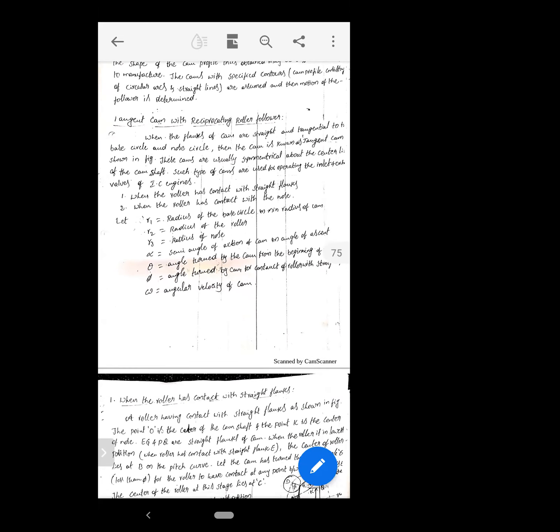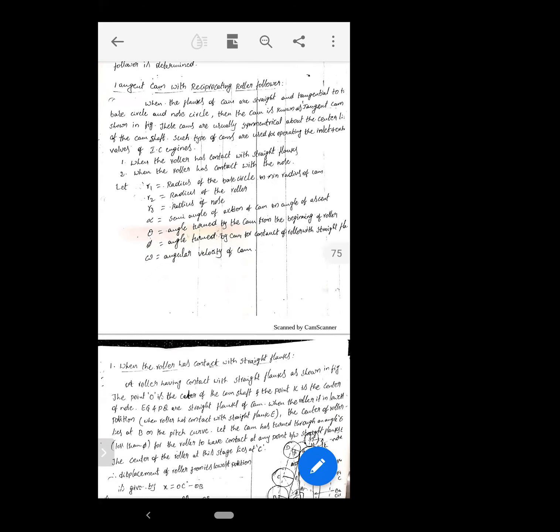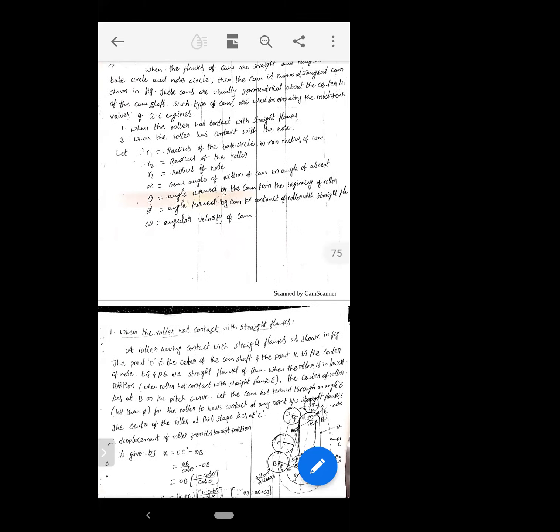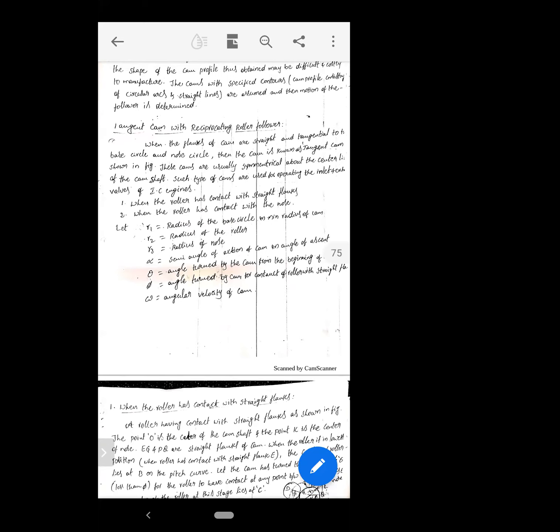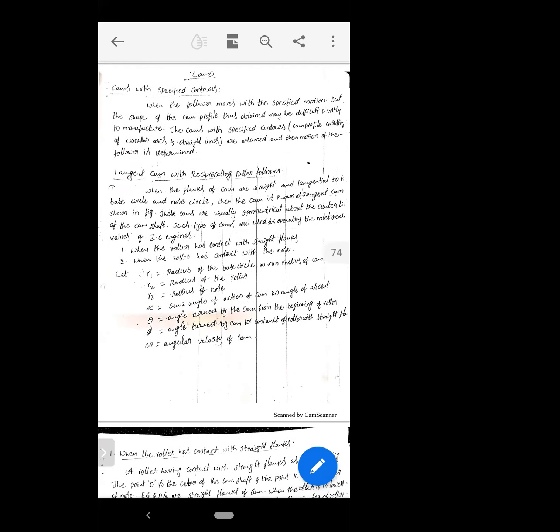These cams are mostly used for operating the inlet and exhaust valves of IC engines. When we take tangential cams, there are two cases. The first is when the roller has contact with the straight flank, and the second is when the roller has contact with the nose. So, two places.